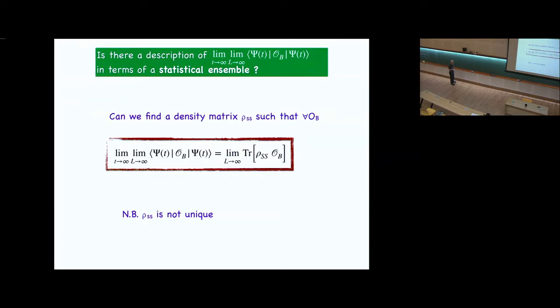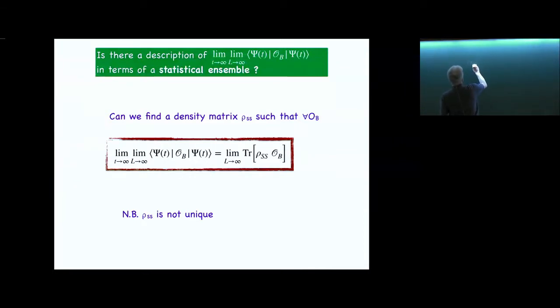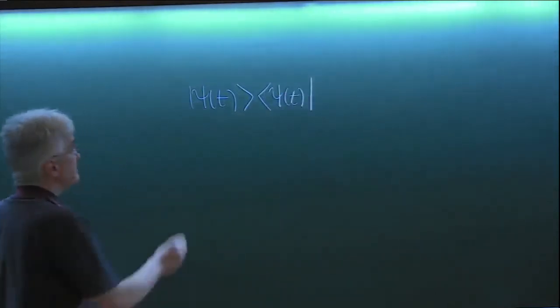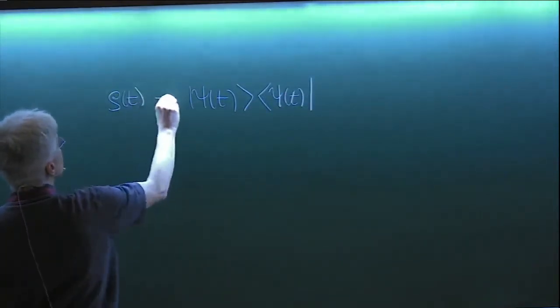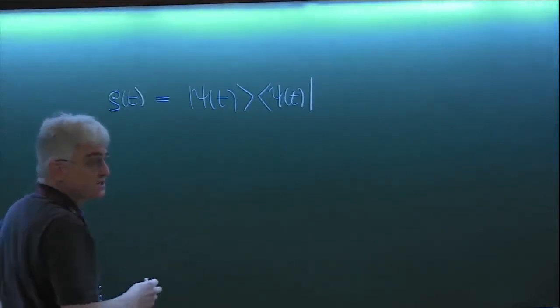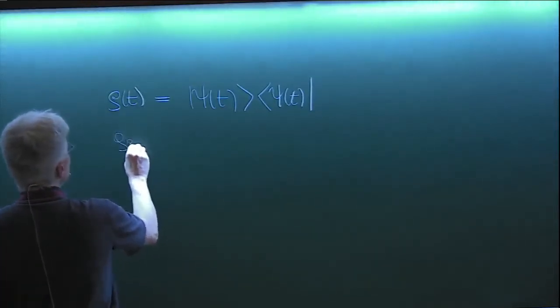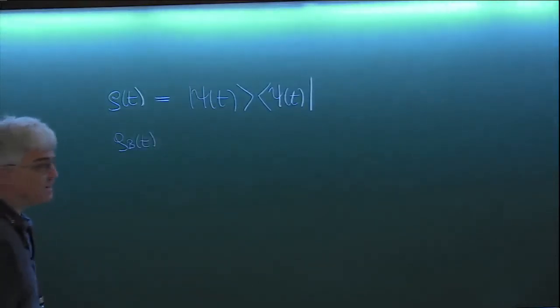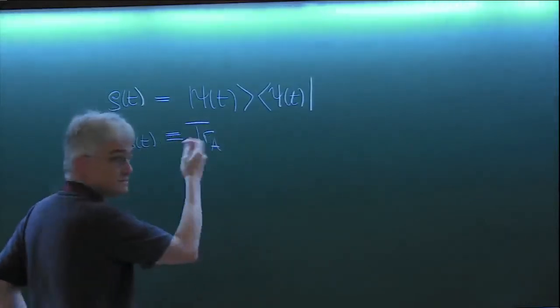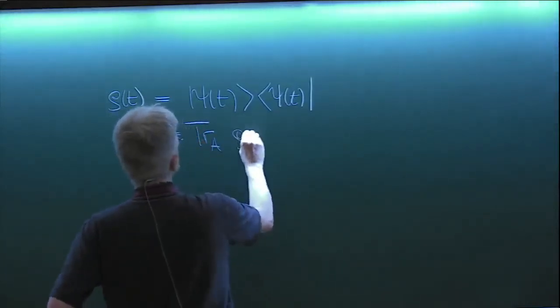So the statement I will prove is the following. It's a reformulation of the following statement, which you might like more. I have my time-evolving state. This is the density matrix of my entire system after the quantum quench. Now, I can look at the reduced density matrix of any finite subsystem B. This is defined as the trace over A of rho of t.